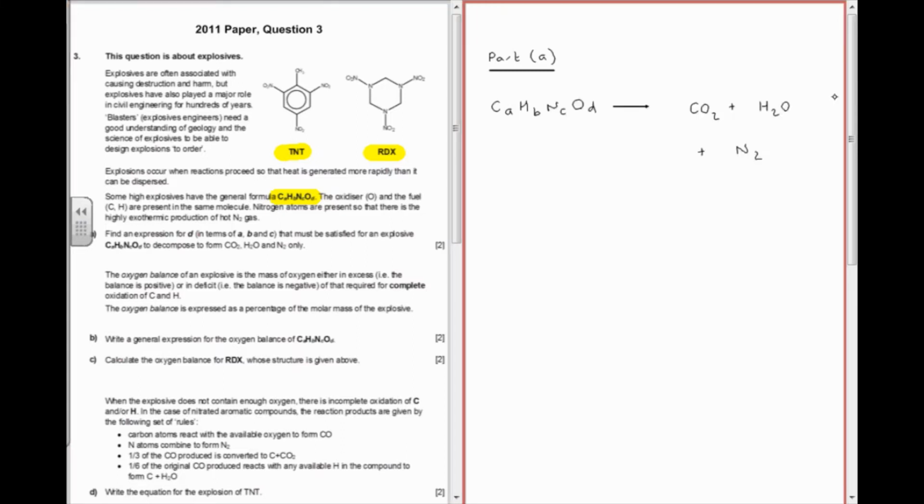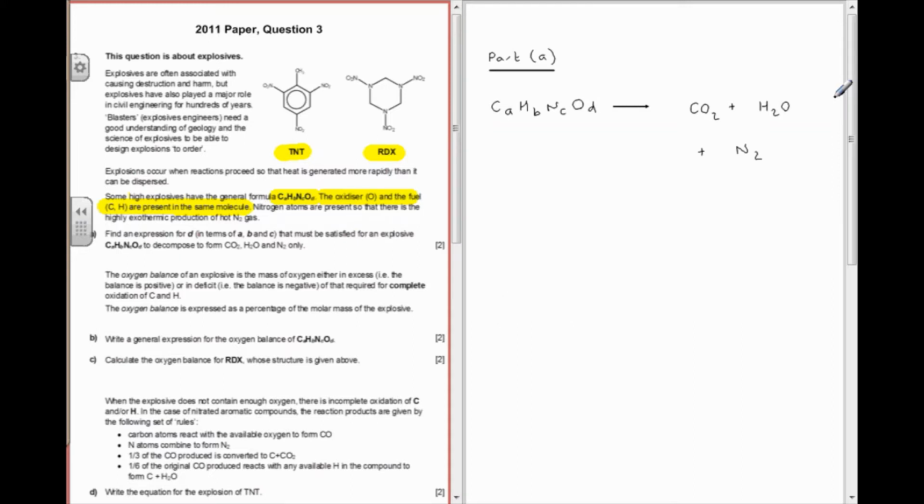Now on the left hand side of the equation we need to write the reactants. The reactants are clearly the explosive, our CaHbNcOd, and we know that we don't need to add anything else to that side of the equation because of that statement, the oxidizer and the fuel are present in the same molecule, i.e. we don't need to add any extra oxygen into the left hand side of the equation. The products from the reaction are carbon dioxide, water and nitrogen only.